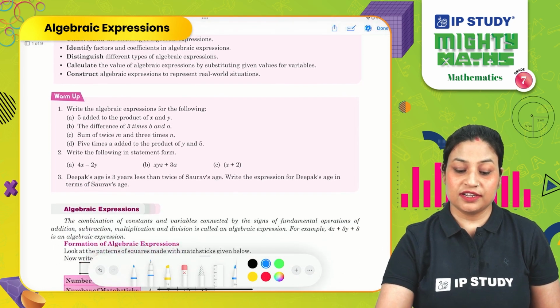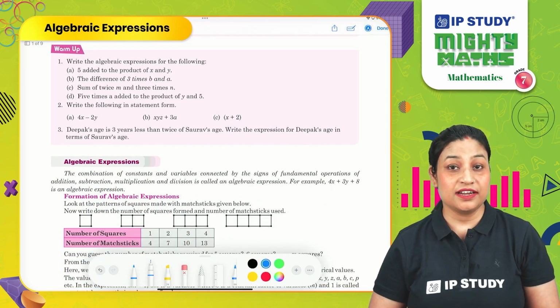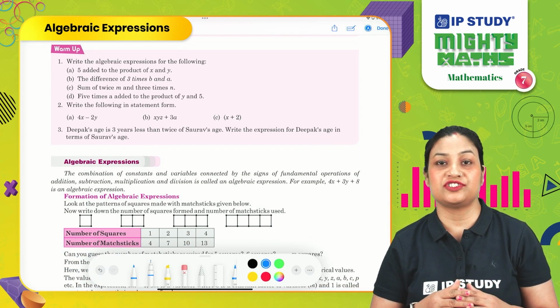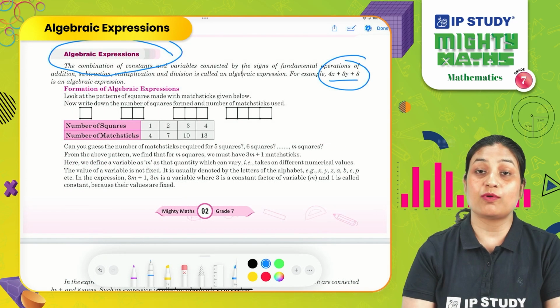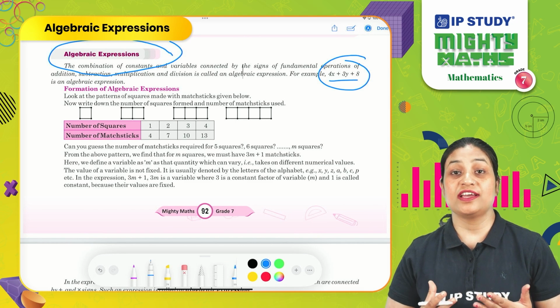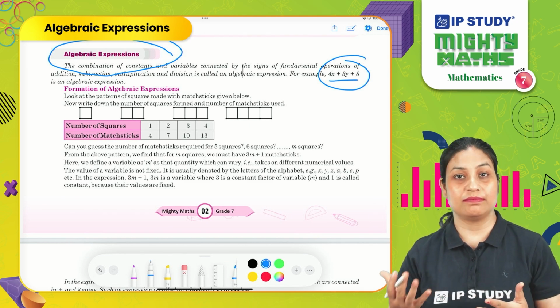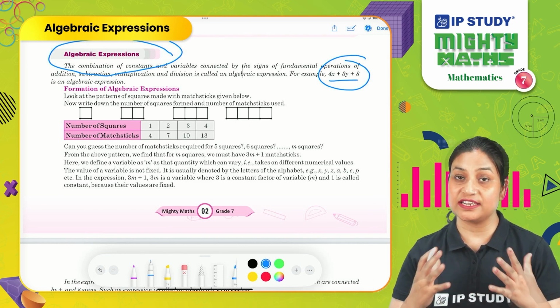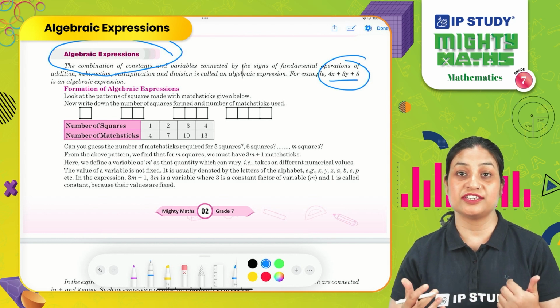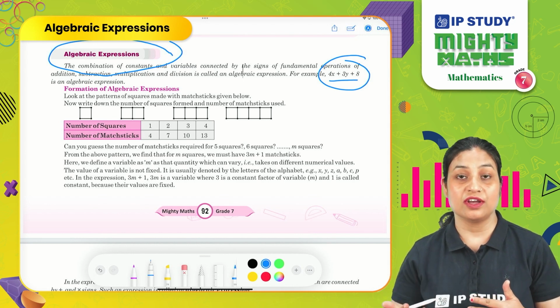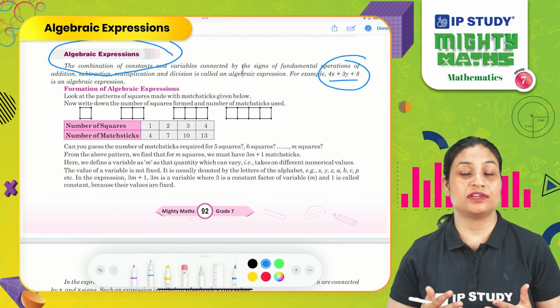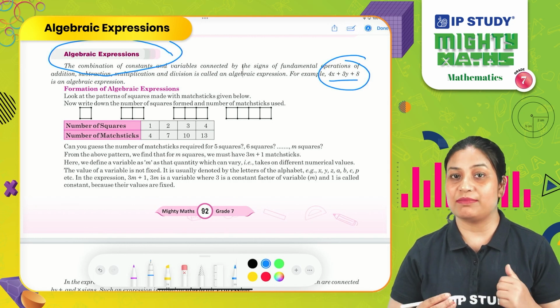So students, this chapter is quite familiar to us, right? Because we have already discussed this chapter in the previous grade. So what is an algebraic expression? An algebraic expression is a combination of variables as well as numbers which are connected by mathematical operators: addition, subtraction, multiplication or division. So in order to understand this concept, let me take an example for you.